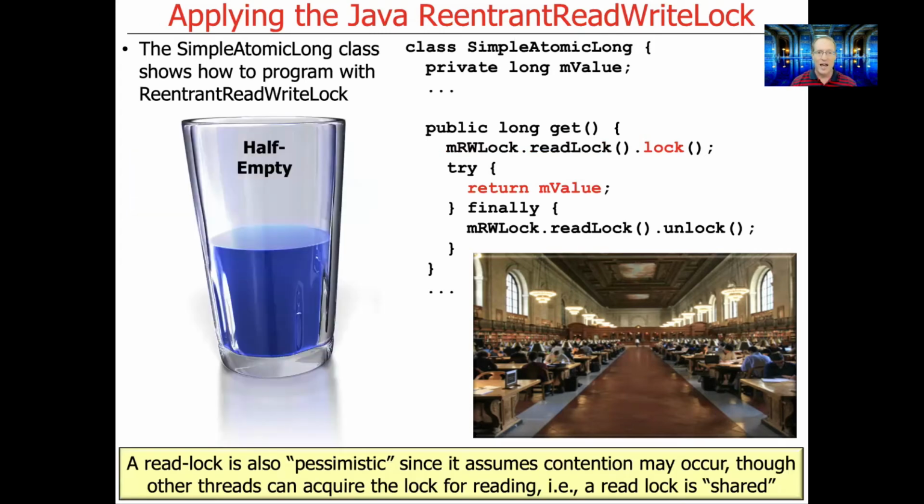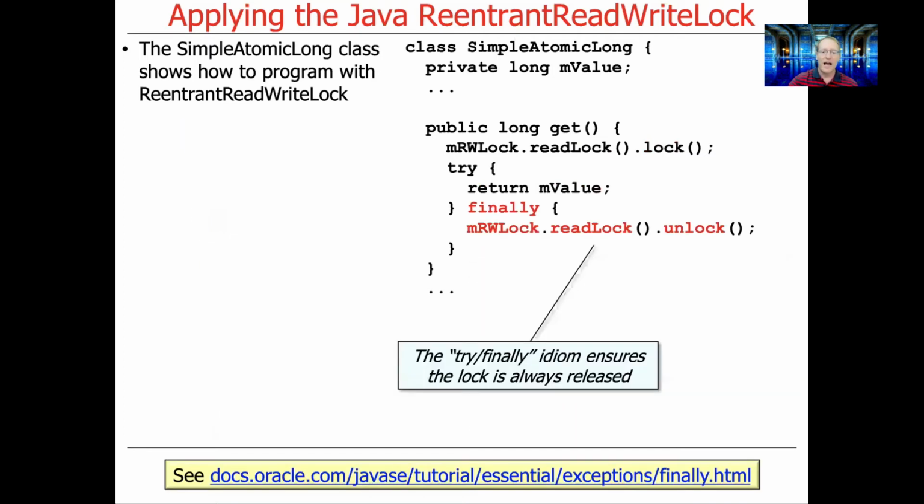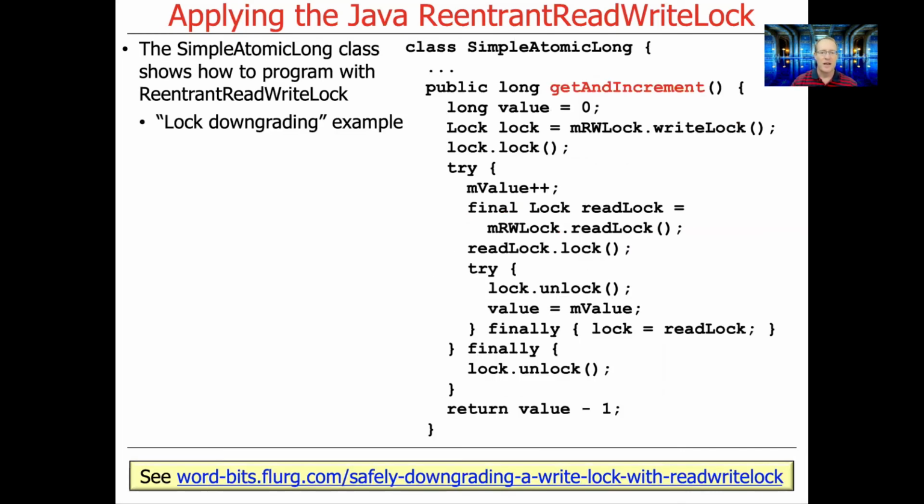This is also a pessimistic lock. It assumes that contention may occur with write locks, so we have to grab a lock. But if you have multiple reader locks at the same time, then there's really no locking overhead, or not much penalty, for that. They can all proceed in parallel. And as before, we use the try finally idiom to unlock the read lock on the way out of the get method.